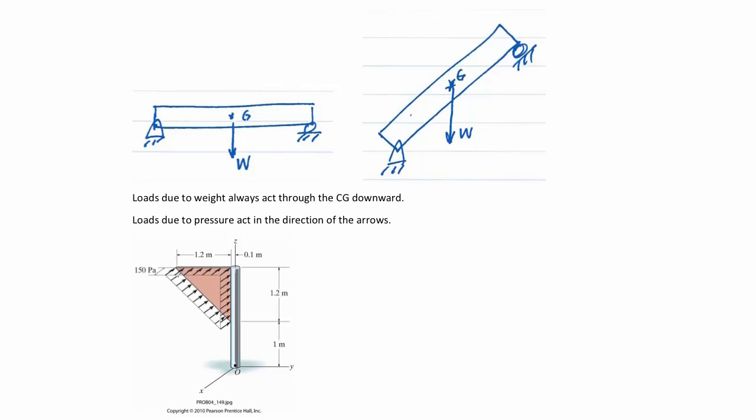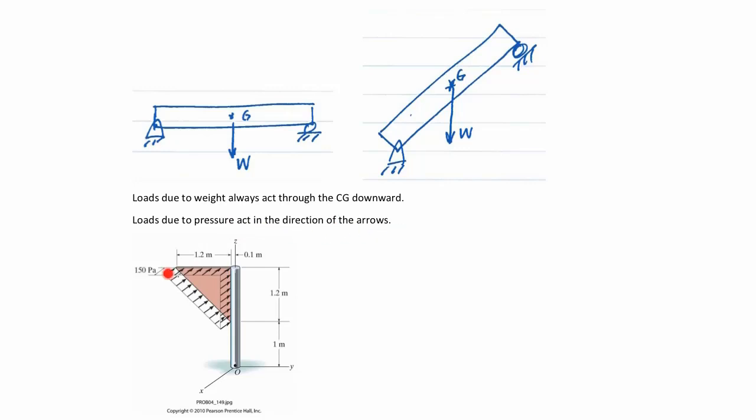Well, this next short section I want to go through on distributed forces is to just understand that loads due to weight always act through the center of gravity downward. In other words, if there's a distributed load, there is a CG, and it acts through that CG straight down. If the load was up at an angle, it'd still have a center of gravity which would act in that direction. However, loads due to pressure act in the direction of the arrows.